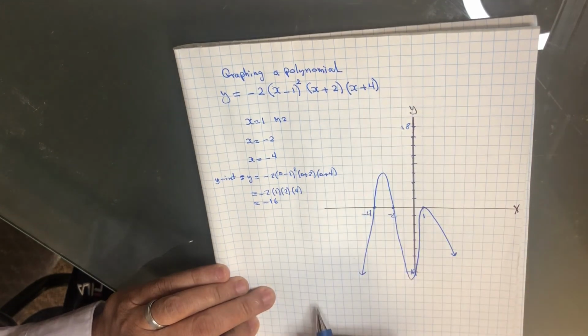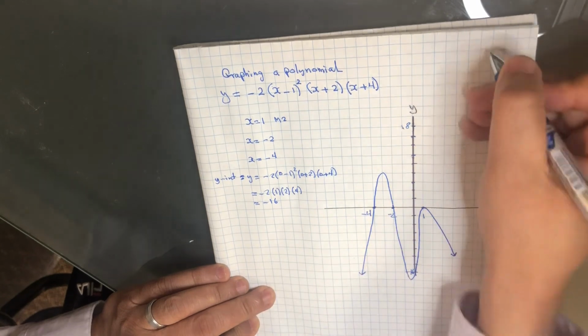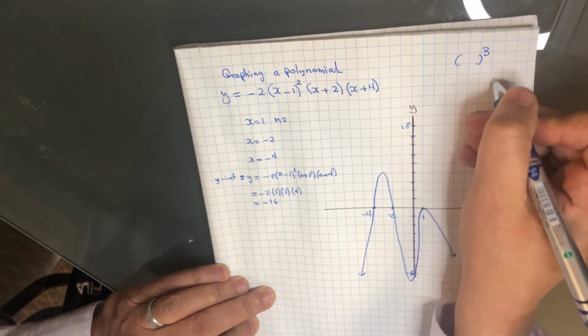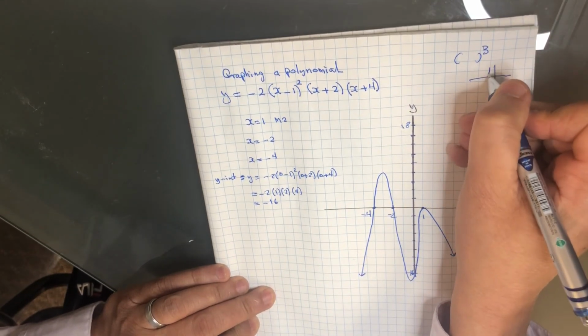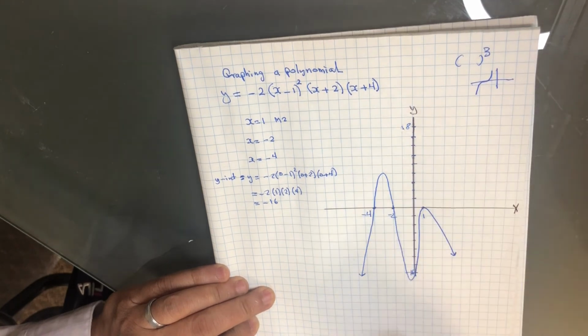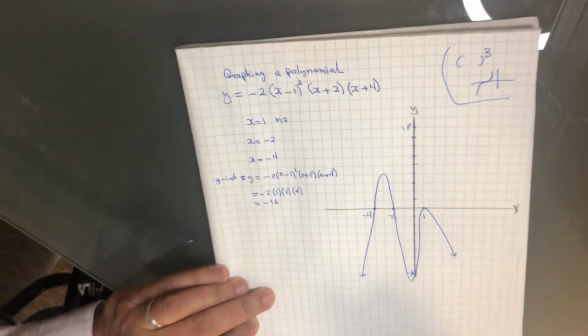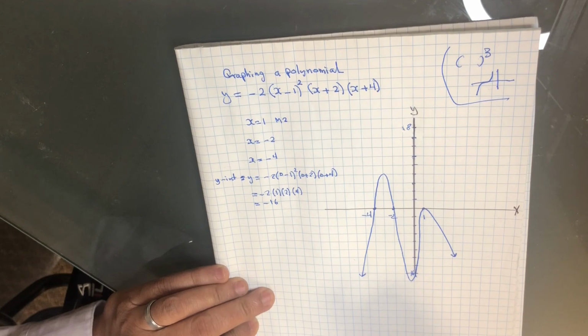If there's a cube on any one of them, it means you go through the 0 for a bit longer and then you come down. But we could do another example for that another time.